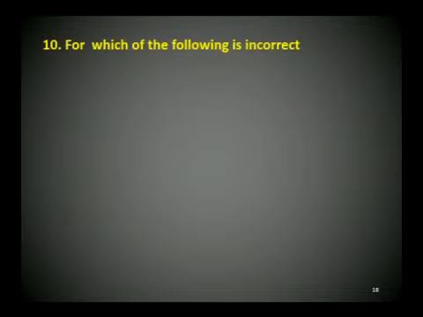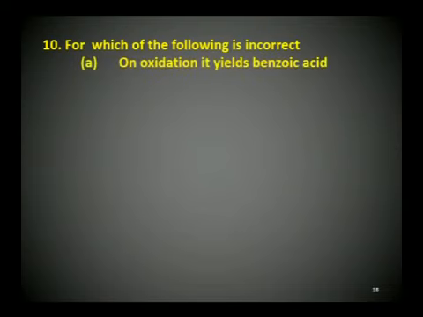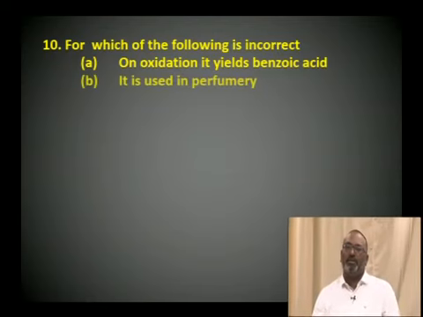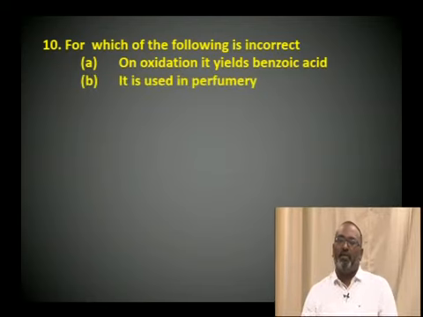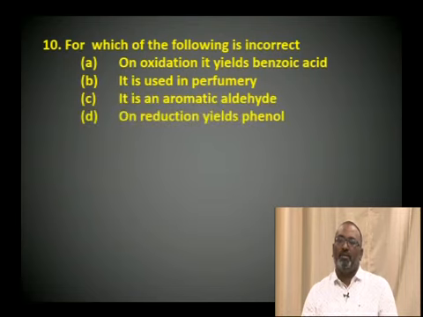Question number 10. Which of the following is incorrect? On oxidation, it yields benzoic acid. It is used in perfumery. It is an aromatic aldehyde. It on reduction yields phenol. So, actually the question here is, which of the following is incorrect regarding benzaldehyde? Benzaldehyde is missing in the question, you can correct it. Which of the following is incorrect regarding benzaldehyde? That is the question.